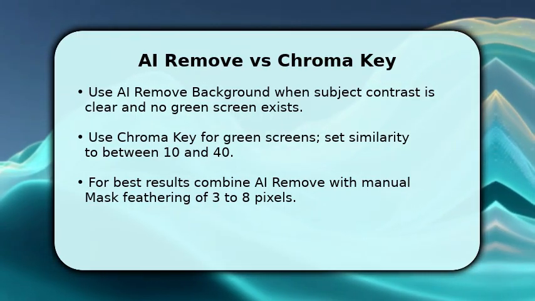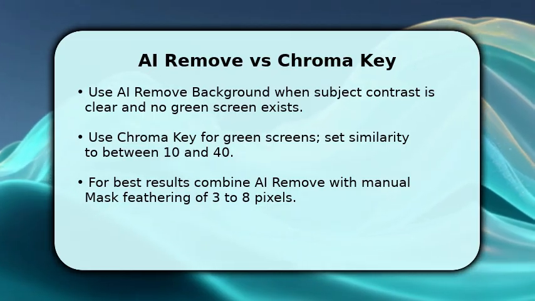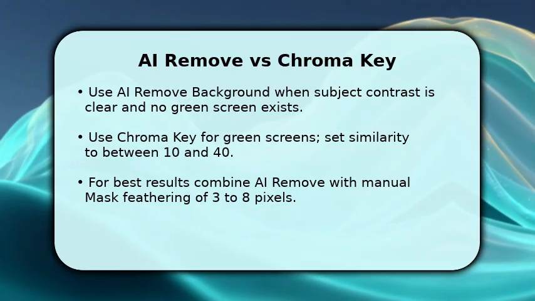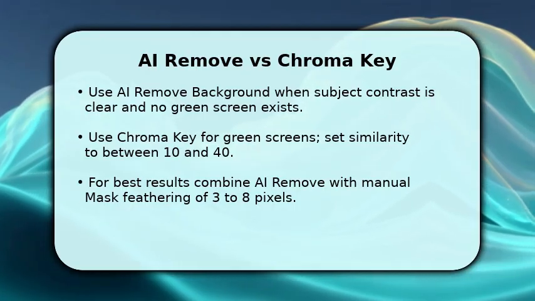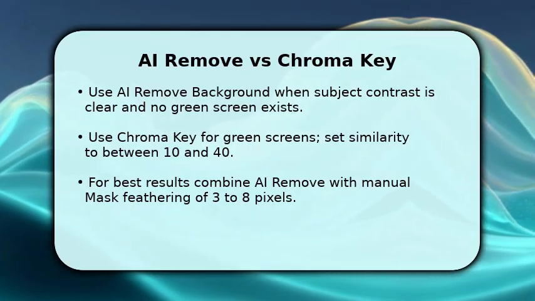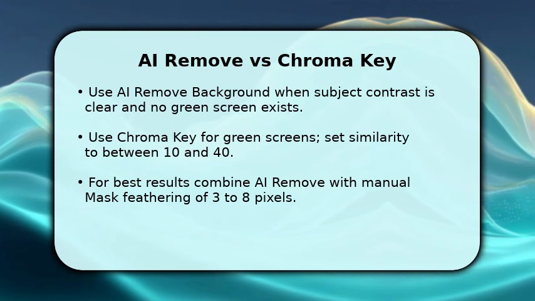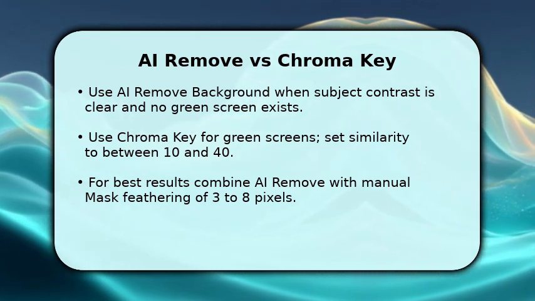When using Chroma Key, set similarity between 10 and 40 and adjust edge feathering incrementally. For difficult edges, combine AI removal with manual mask feathering of 3 to 8 pixels for smoother blending and fewer artifacts.